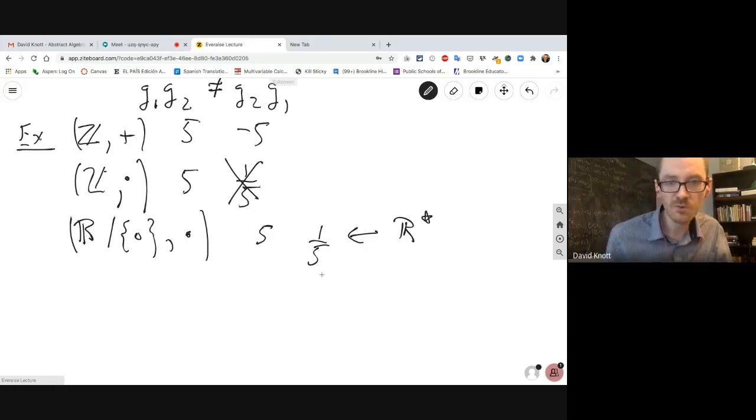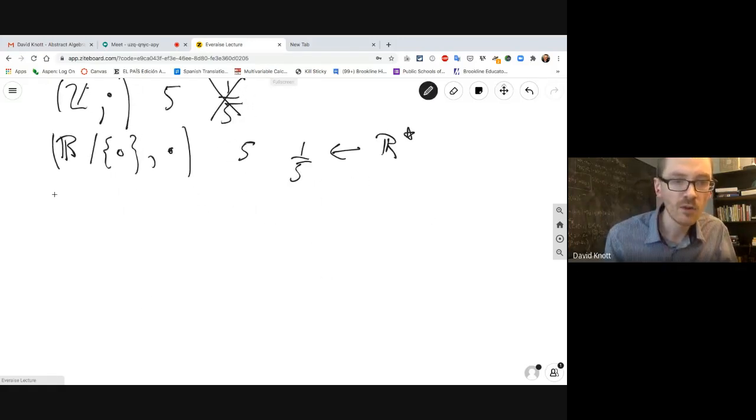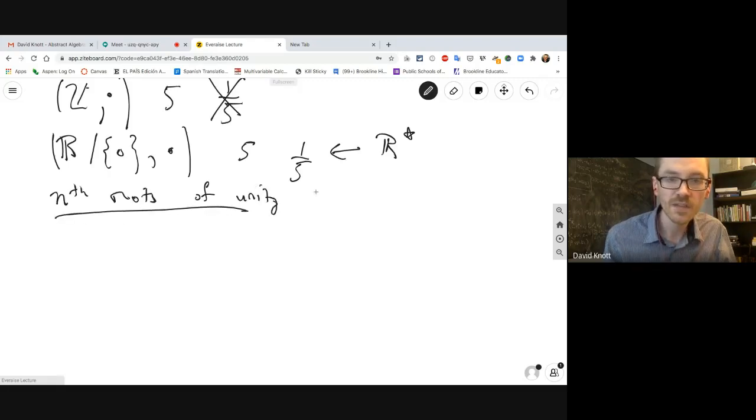Okay, look, those are pretty boring groups. They're pretty conventional. Let's talk about some more spicy groups. Let's talk about something a little bit more interesting. How about the nth roots of unity? Like the nth complex roots of unity? Those actually form a group under multiplication, okay?